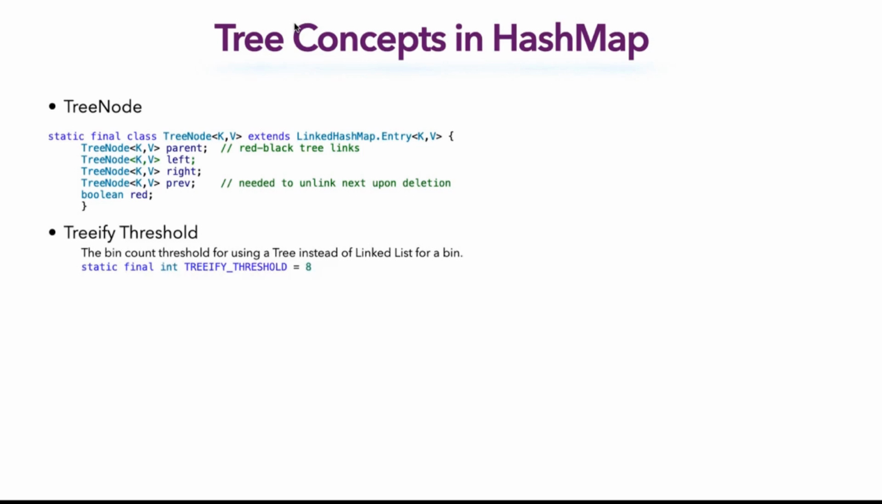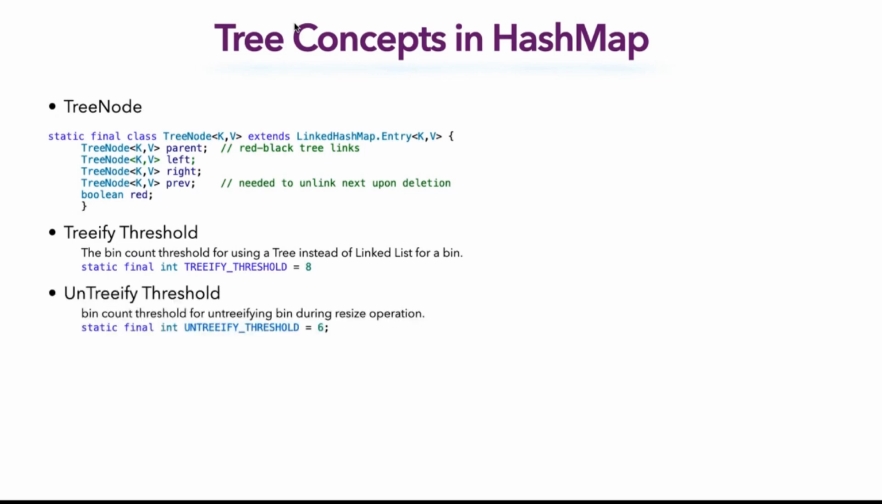TREEIFY_THRESHOLD is the bin count threshold for using a tree instead of a linked list for a bin. Bins are converted into trees when adding an element to a bin with at least 8 nodes. The value must be greater than 2 and it should be at least 8. This is very important in doing the calculation for converting a bin from a linked list to a tree.